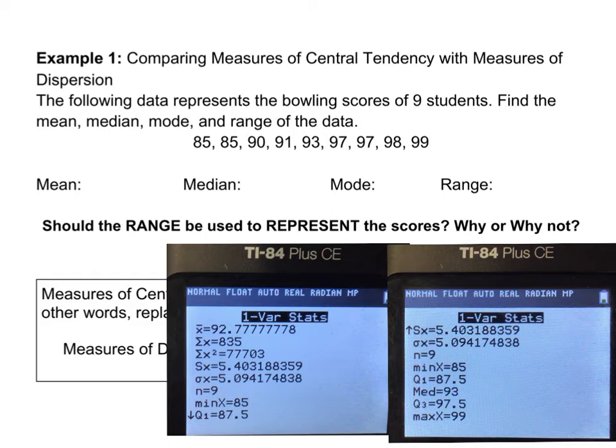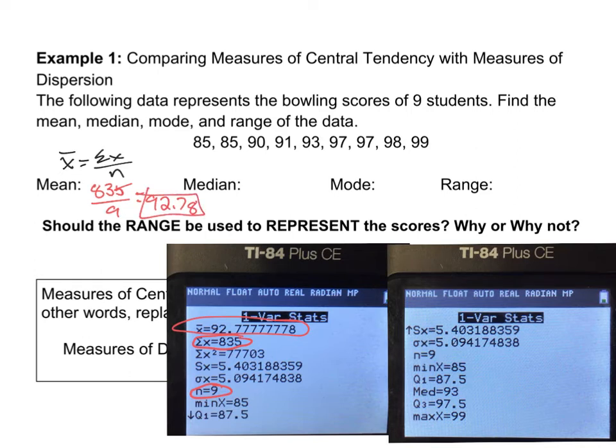After we do our stat calc and one variable stats, we should be left with our mean, median, mode, and all this information below, where remember your mean is your x bar, which is really just your sigma x over n. So when we look at the numbers down here, we are getting the sum, which would be 835. Our n is 9, 835 divided by 9, and ultimately those two numbers are giving us our average, or our mean, of 92.78.